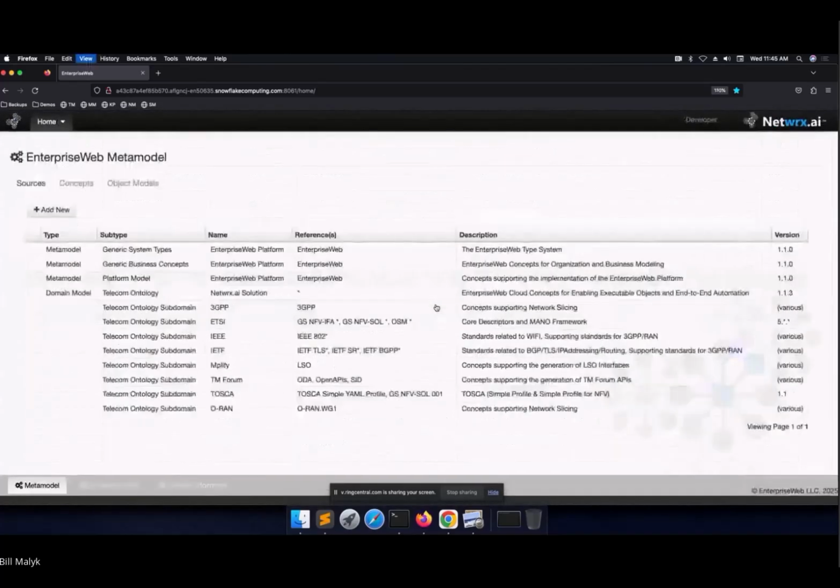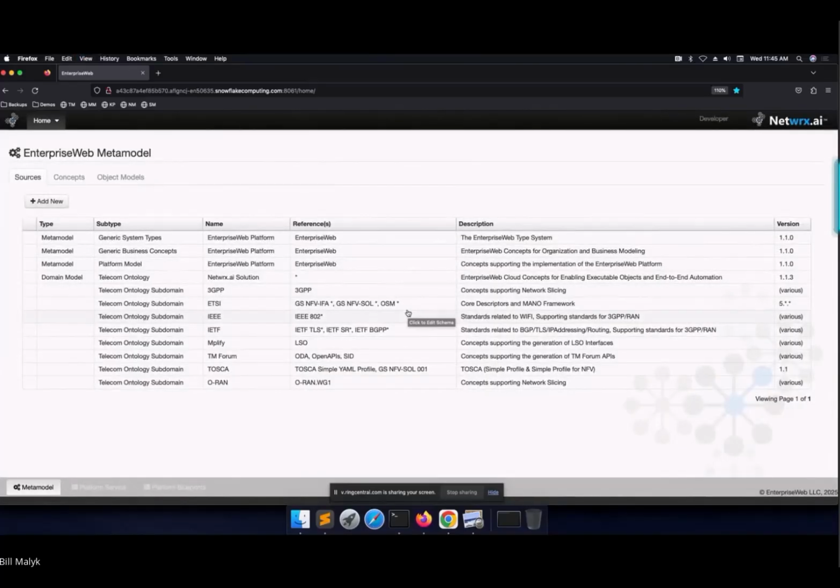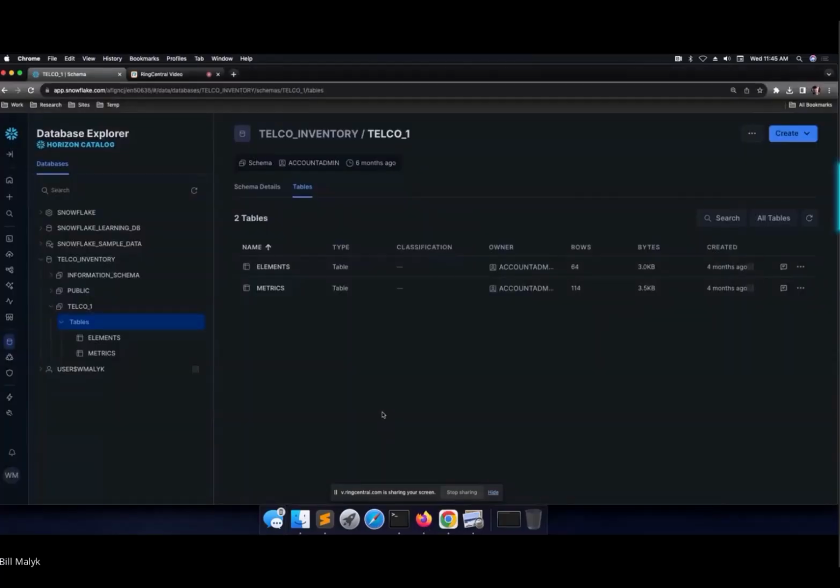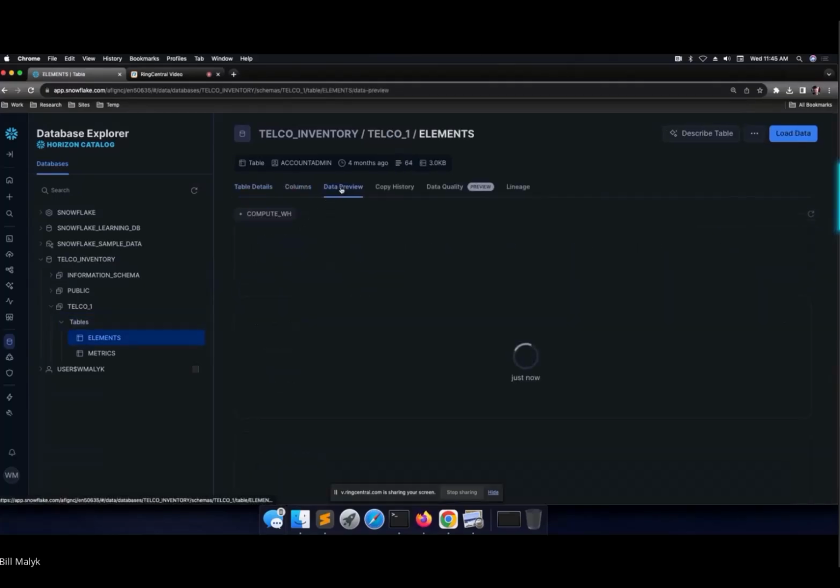So I'm going to now shift gears and actually walk into the implementation of the use case itself. So we're going to start by taking a quick look, I'll just log in here, at what's provided in Snowflake. So we're taking a service inventory that's relatively flat. It's SQL data, and it represents really what would be a network inventory. You can see here it's a couple of tables. They're pretty simple. If we go into the elements table, we'll have a look.